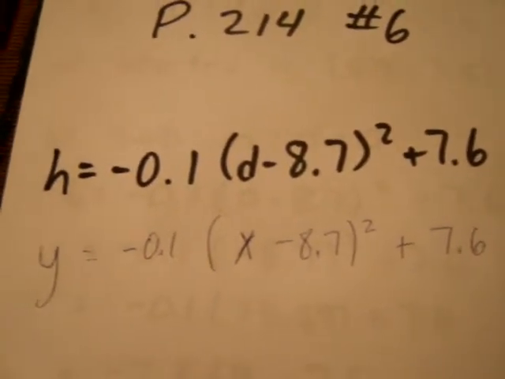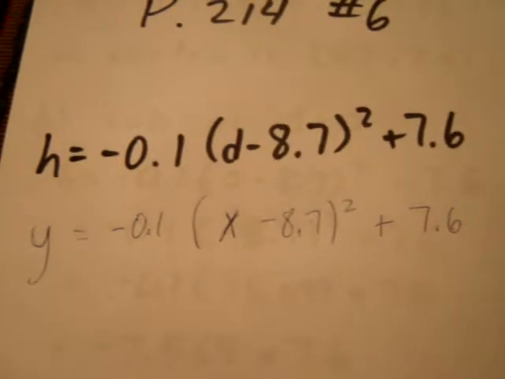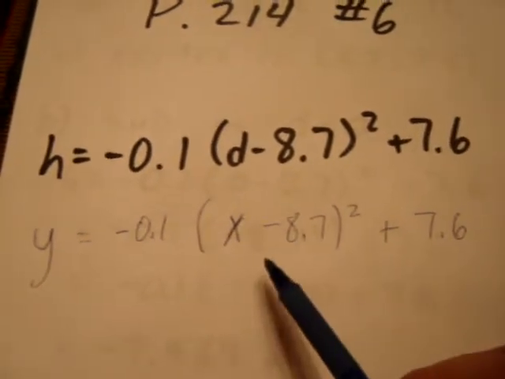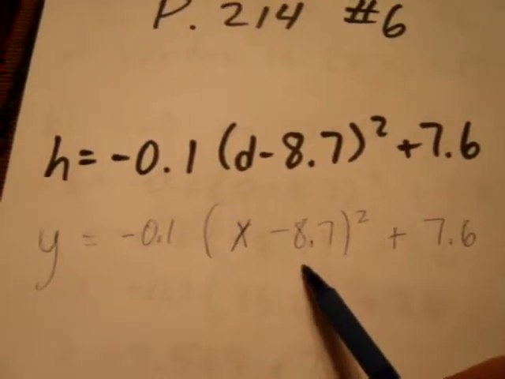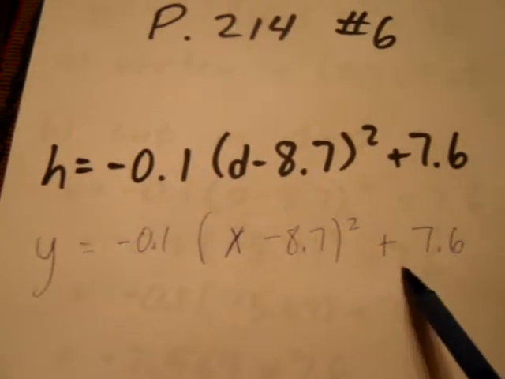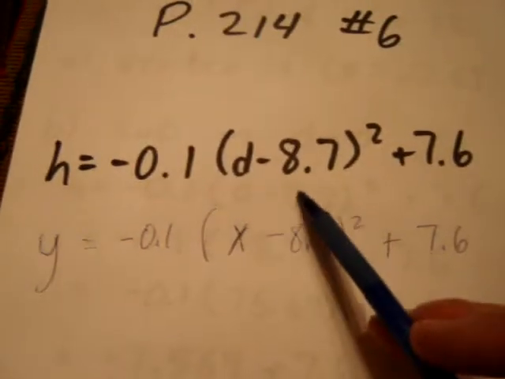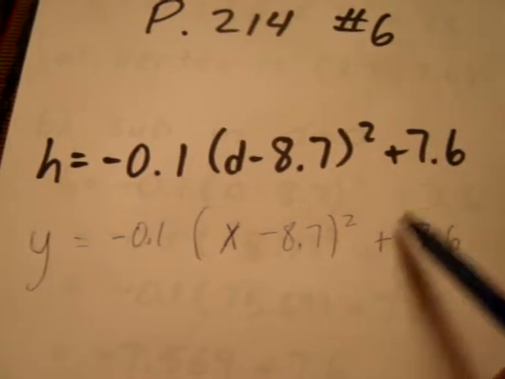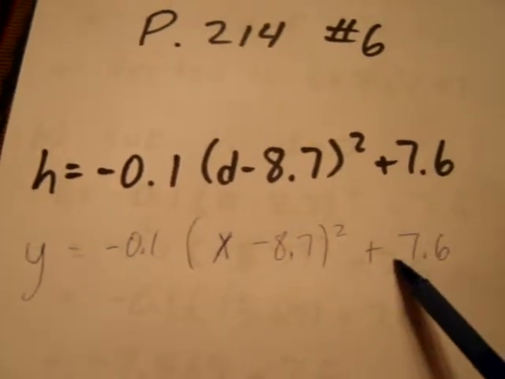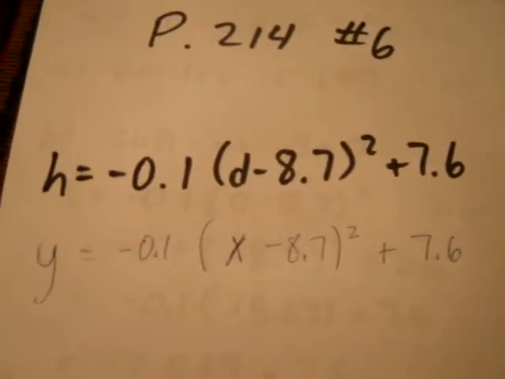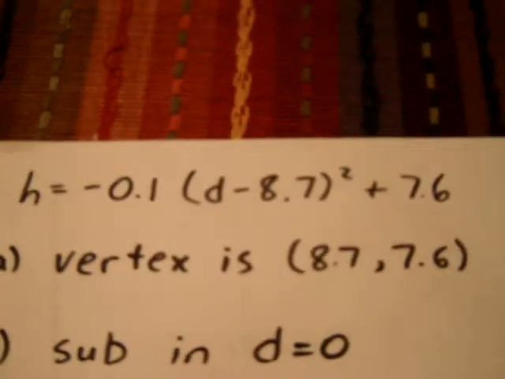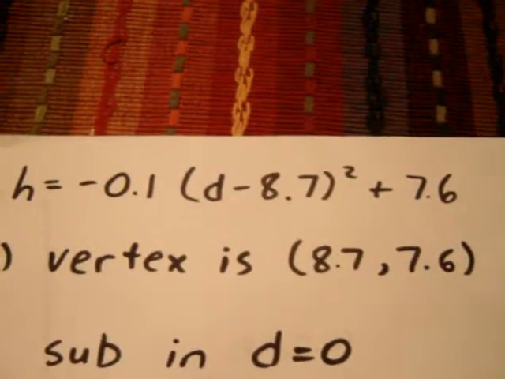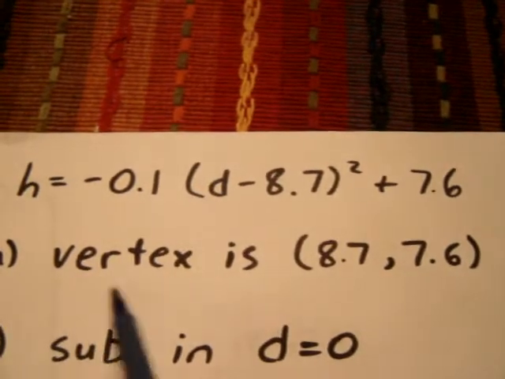So the question says first, what is the vertex of the parabola? Well, we know that the vertex would be positive 8.7 and positive 7.6 because we always change the sign inside the bracket, but we leave the sign the same outside. So our answer to part A is our vertex is (8.7, 7.6).